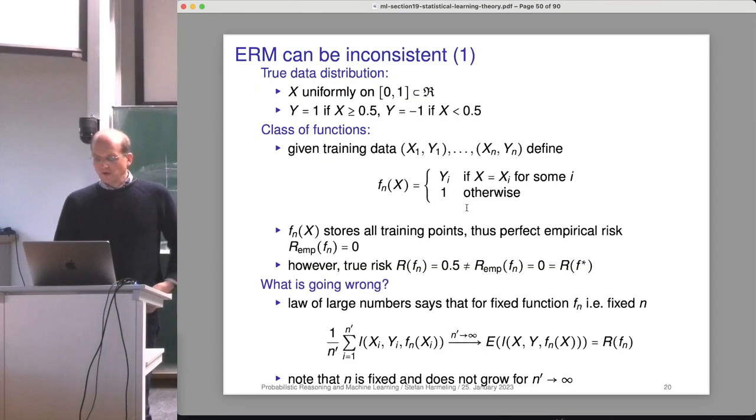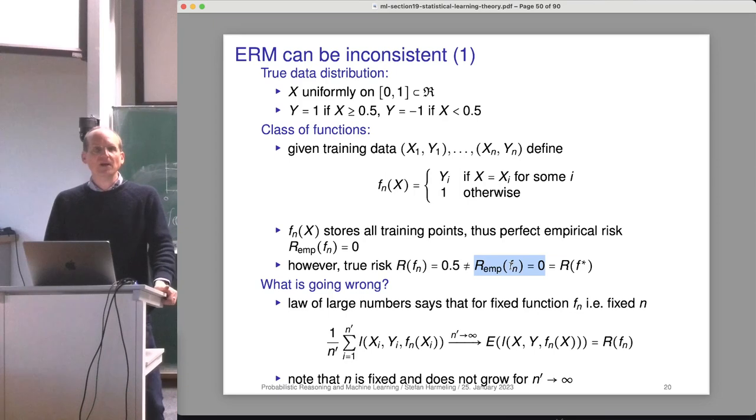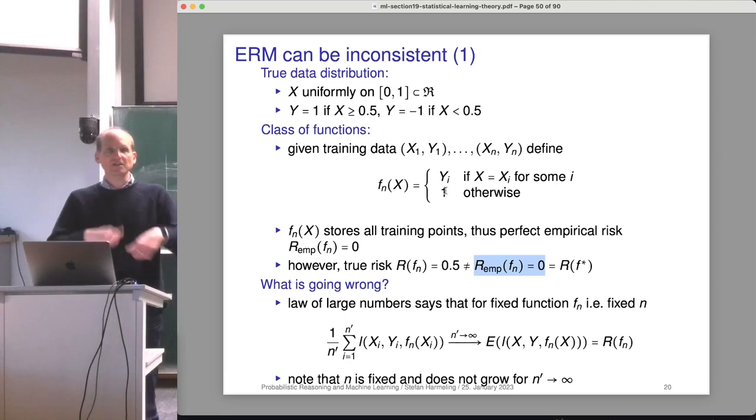So what's going wrong here? My true risk is 0.5, but it's different from my empirical risk for every n. Again, if I take a fixed f sub n, for example f17 or f100, then for that one it is true that I will converge against the true risk, but my algorithm will keep changing this function as I go along. And so I never basically reach the Bayes risk in this case. So I never will reach the Bayes classifier.